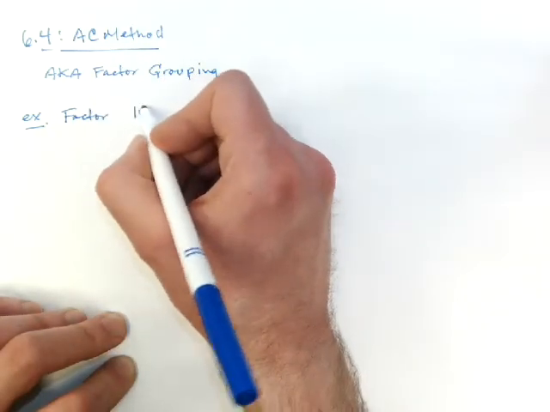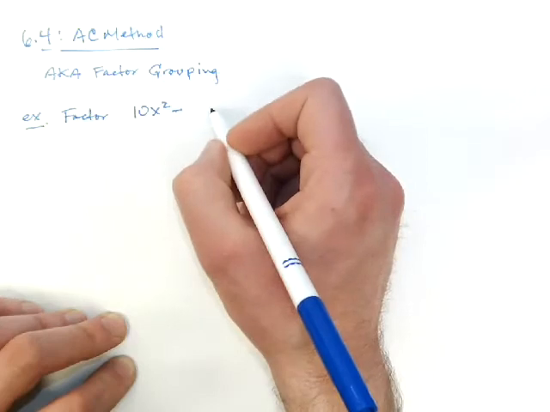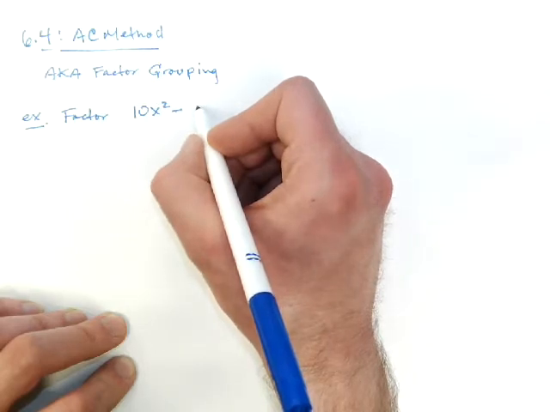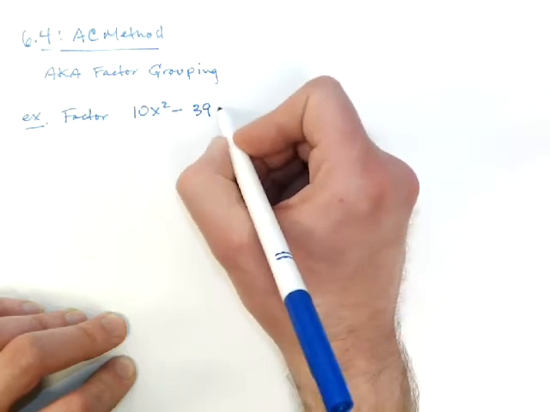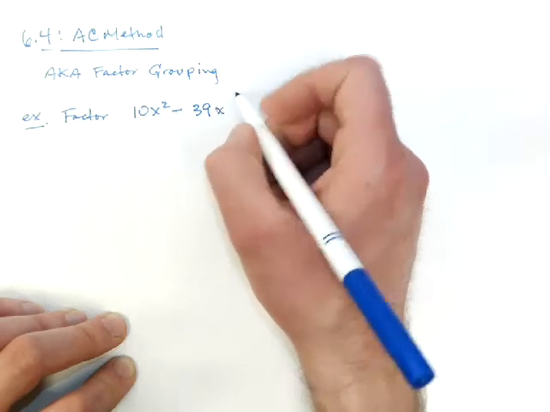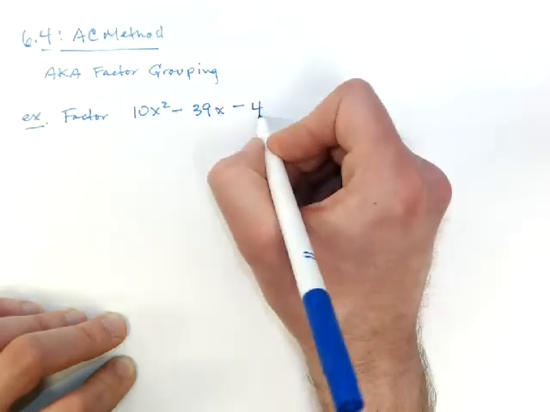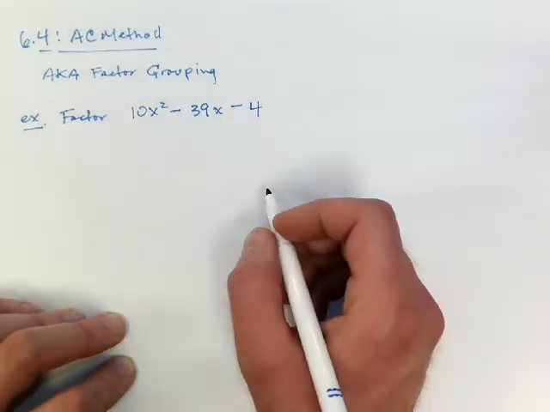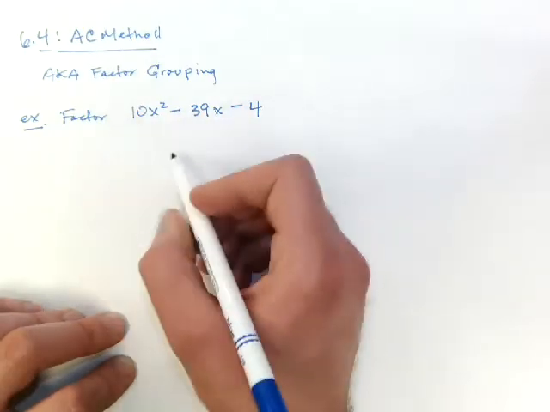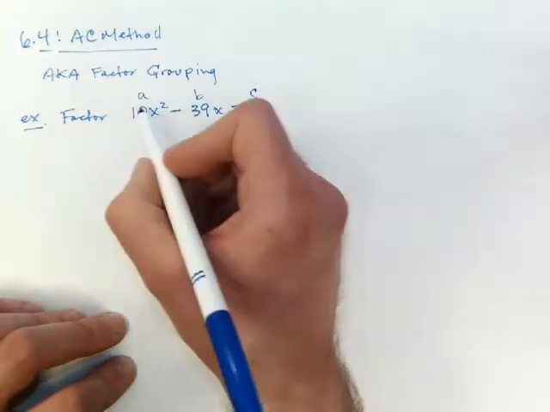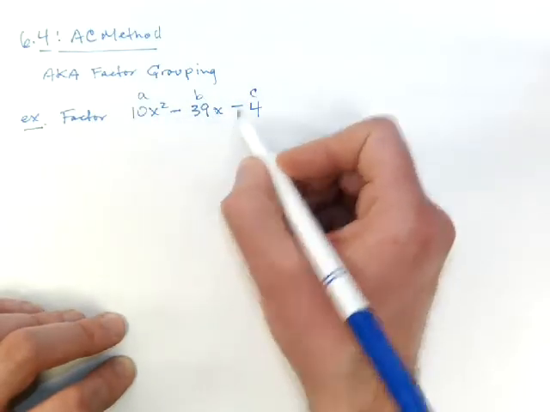So let's factor 10x squared minus 39x minus 4. All right. So it's called the AC method. Remember that these coefficients have these names. A is 10, B is negative 39, C is negative 4.